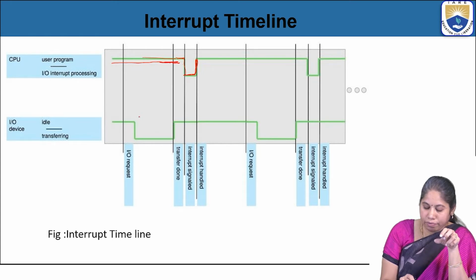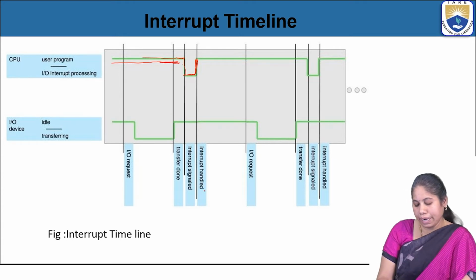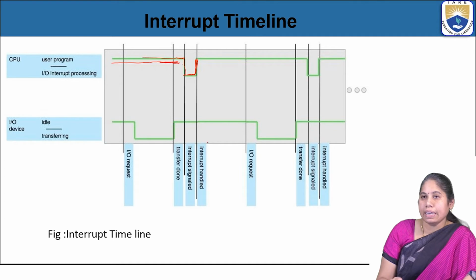So here also, when the I/O request comes, it is happily going and executing. When the I/O request's transfer is completed, then the interrupt signal comes, the interrupt is handled, and then again the different applications' processes carry on like this. I hope every student is understanding this.